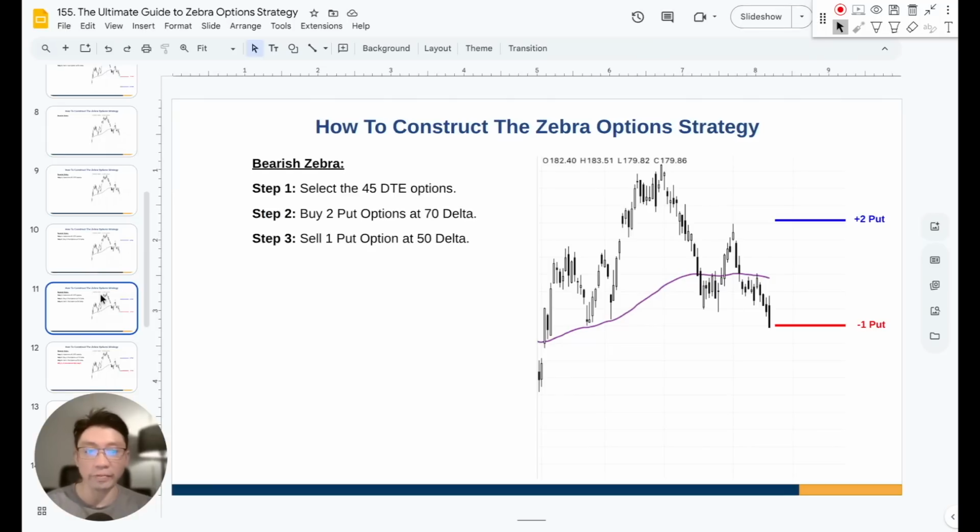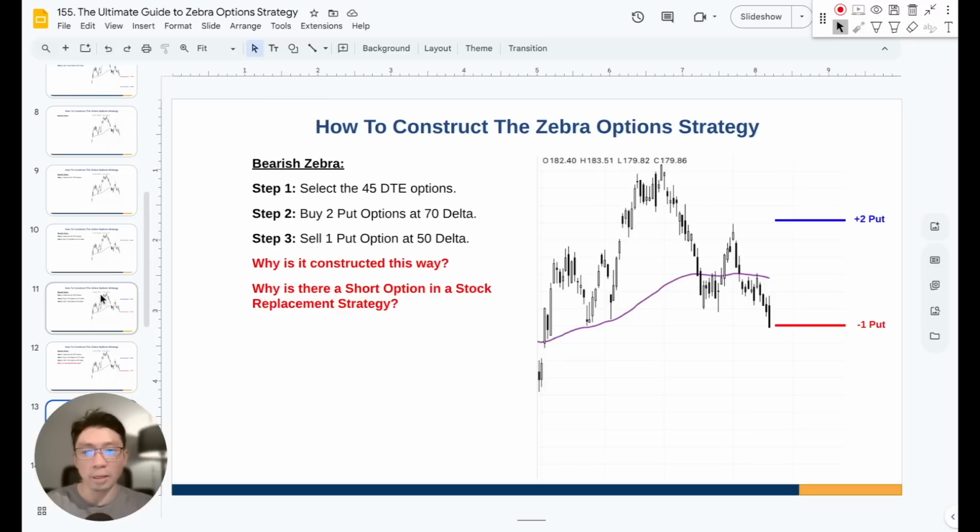Now at this point, after seeing this construct, you might be asking, why is it constructed in this way where you have two long options and one short option? And more importantly, why is there a short option in a stock replacement strategy? Because if you think about this compared to the LEAPS option strategy, which I shared on my channel, you'll notice that for the LEAPS strategy, we are just buying options. Because the whole idea of the LEAPS is to serve as a stock replacement strategy. So we are buying the LEAPS option.